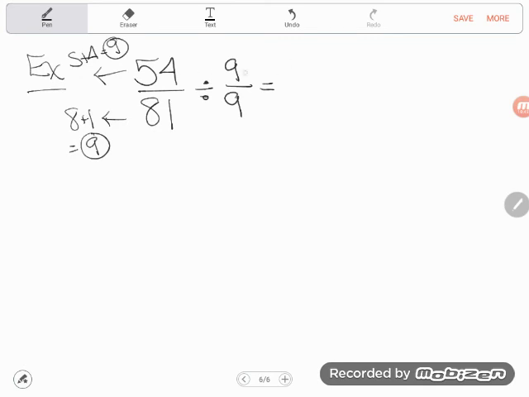I could divide it out of both of them. I'd get 6 over 9. Now that particular fraction would keep reducing. They do have a 3 in common I could keep reducing by. But knowing my sum of digits trick really made a big difference in reducing this fraction.